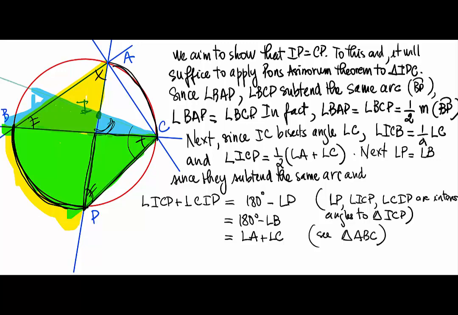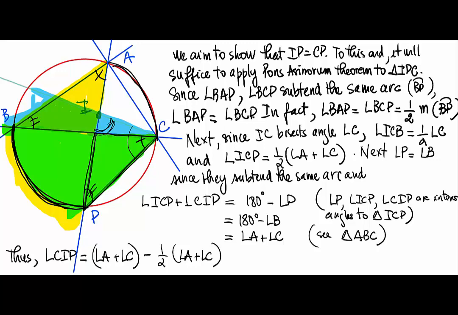Okay, so in summary, we have that angle CIP is equal to angle A plus angle C minus 1/2 of angle A plus angle C. Right? So this is angle CIP.